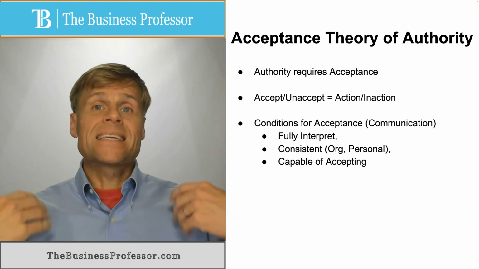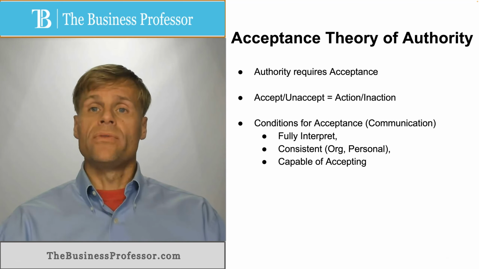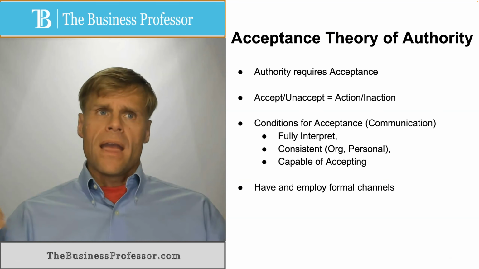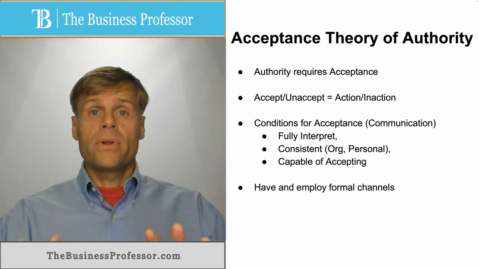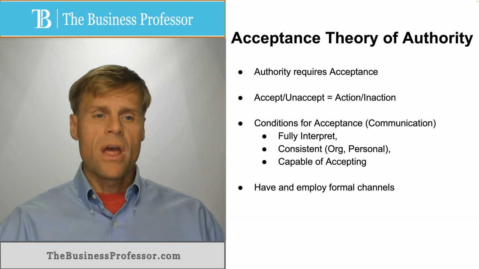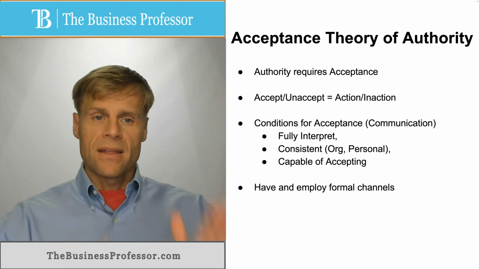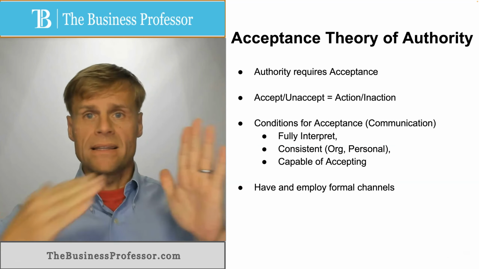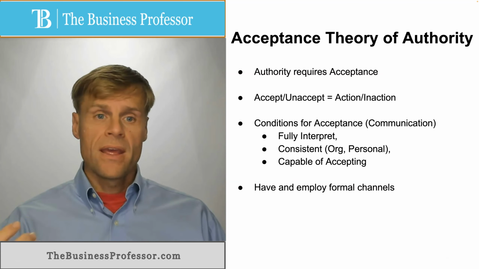And then it's capable of being accepted. That is, the individual is capable of doing whatever is requested or demanded by the communication. Okay, and so the guidance put forward by Barnard about how to effectuate acceptance authority most effectively within the organization all centers around having formal channels of communication, that the formal channel should exist, that there should be a direct link between the manager and the subordinate for the communication.